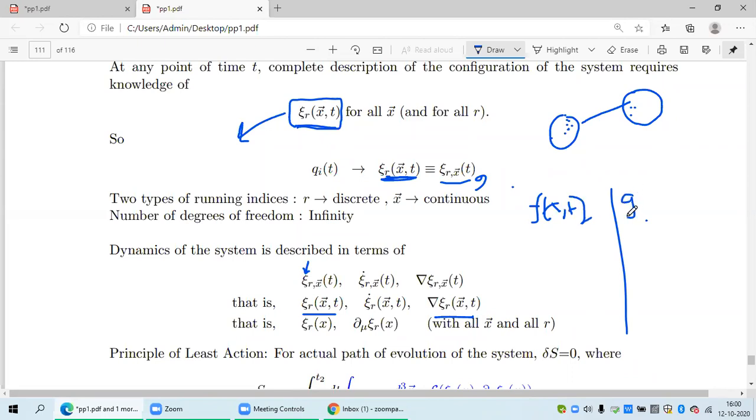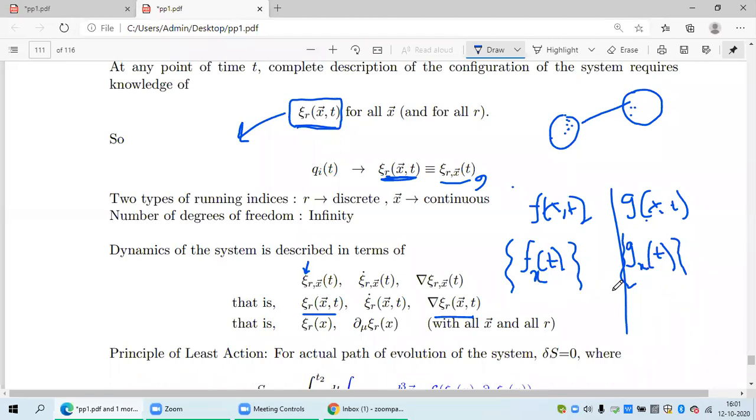Okay, g of x,t is another field. Now when you consider fields, you took the generalized coordinates as f of x,t, here g of x,t. Clear? This is what I said. So this is not a single number, not a single function of time. This is a set of infinite functions of time, each for a different x. This is also a set of infinite functions of time for each x.